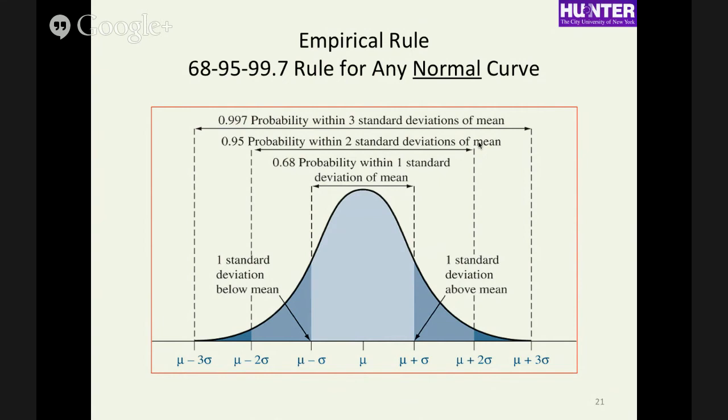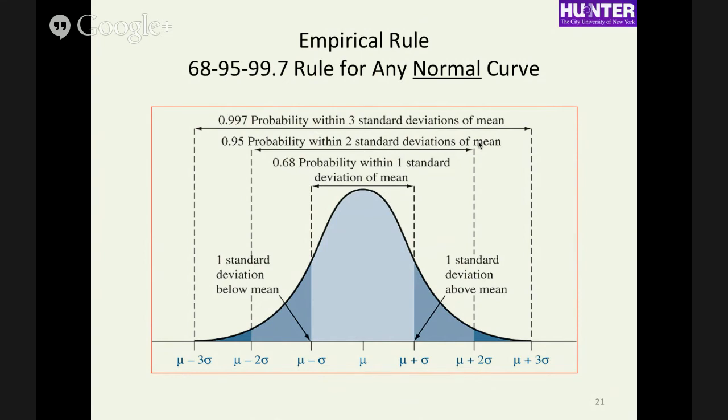But all the empirical rule is, this 68, 95, 99.7 rule, is that between one standard deviation above and below the mean, the probability of a value in that interval is 68%. Between plus and minus 2 standard deviations, that's 95%, and plus and minus 3 standard deviations, that's 99.7.